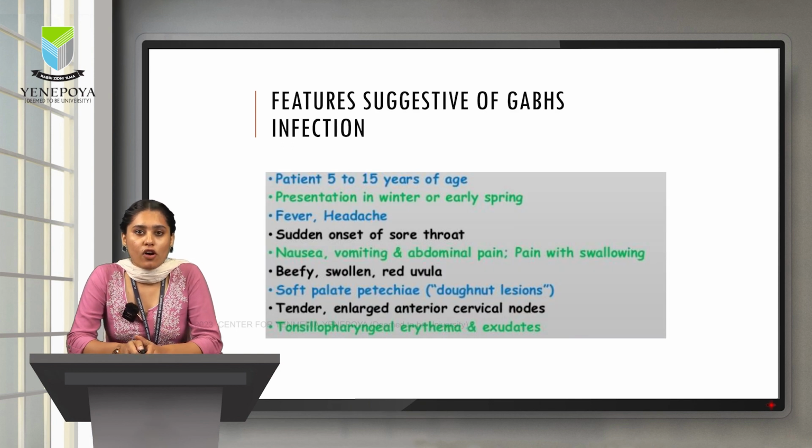What are the very common features suggestive of group A beta hemolytic streptococci infections? So first thing you have to notice, the patient will usually be between the age of 5 to 15 years, and the clinical presentation of this condition usually occurs during winter or in the early spring time. Okay, this is the season when you usually see these clinical manifestations.